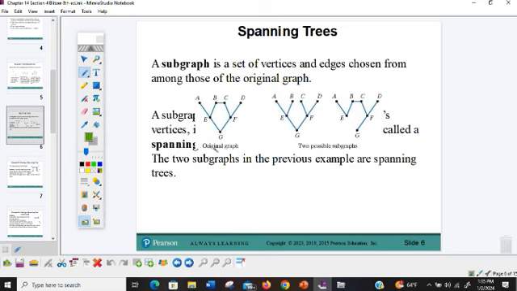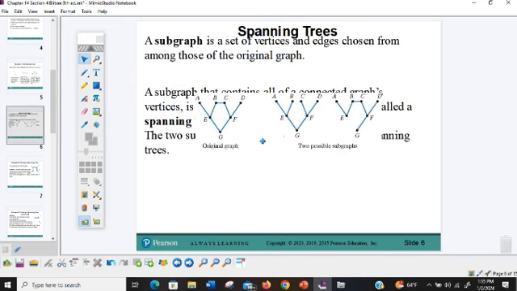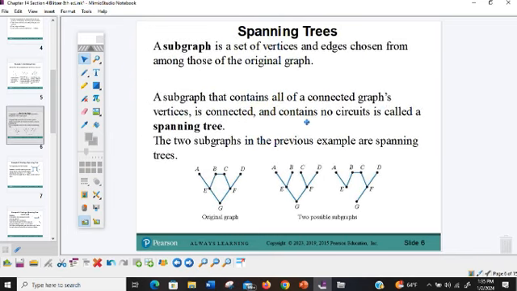Here's a graph. This is our original graph. Let me move this part down. Our original graph is this one. And what we want to create is what's called a spanning tree. These are called subgraphs, by the way, when you have a spanning tree. There are 2 different possible ones that are shown here.